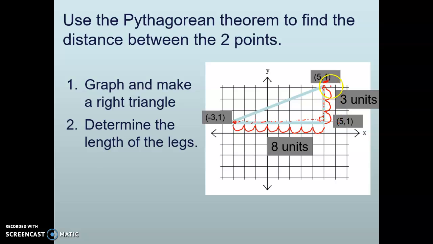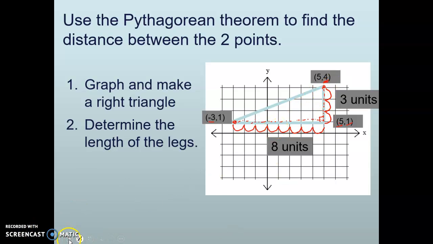Okay, you could also take your 4 minus your 1 and get 3 units, and 5 minus negative 3, or negative 3 minus 5, and that gives us 8 units. So you can subtract your y values and subtract your x values if the boxes aren't there for you.